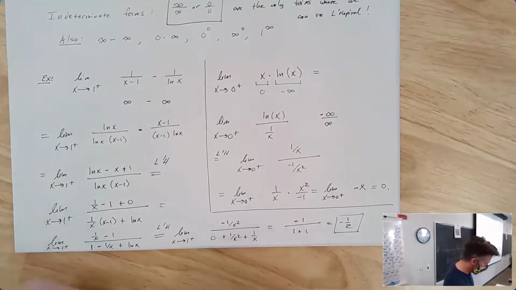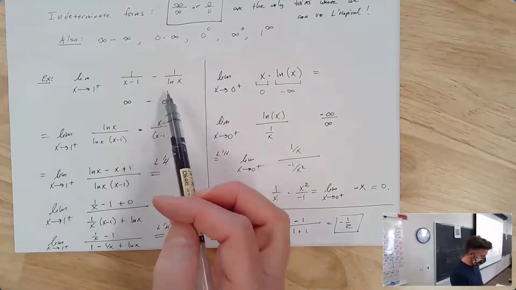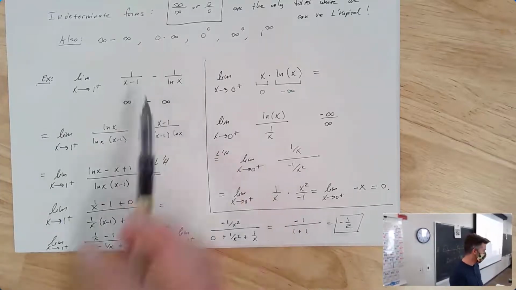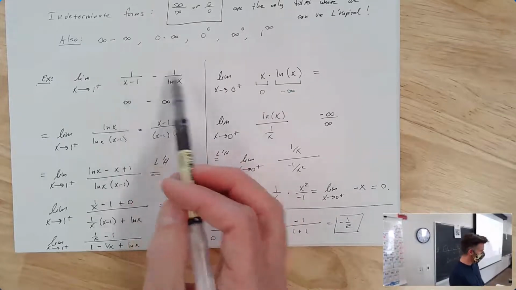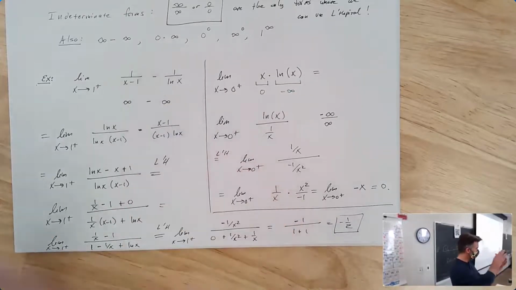Kind of bizarre, right? This infinity is just a little bit larger than that infinity, which I know, again, seems strange to say, but that's what's really going on here. If you look at the graphs of these as x approaches 1, they're very close to each other, but they always differ by just a little bit. Kind of cool.